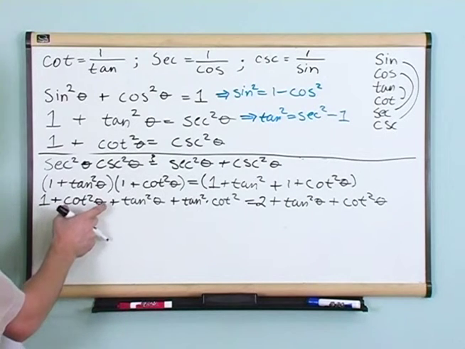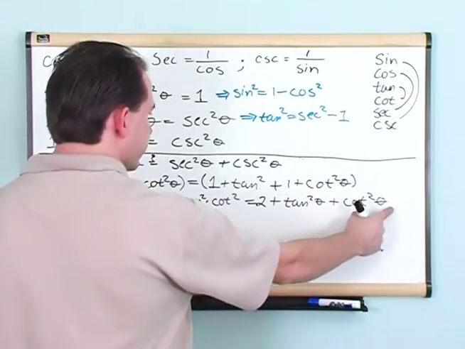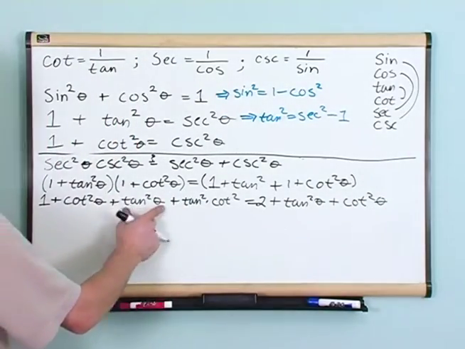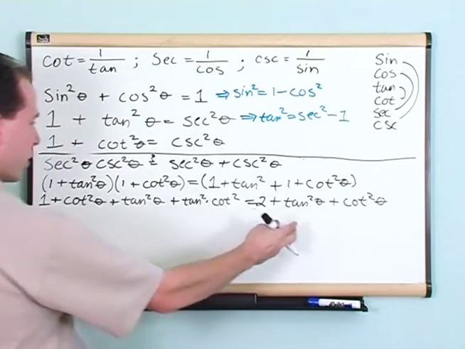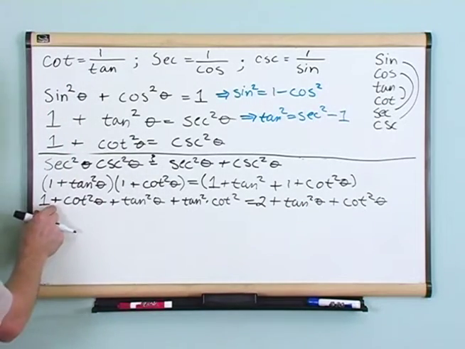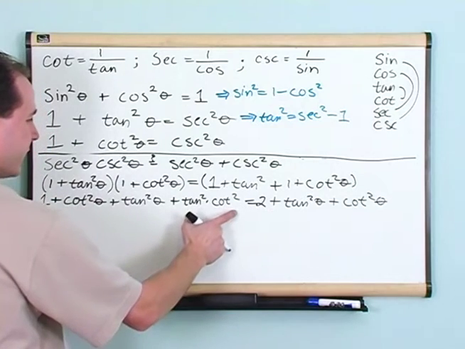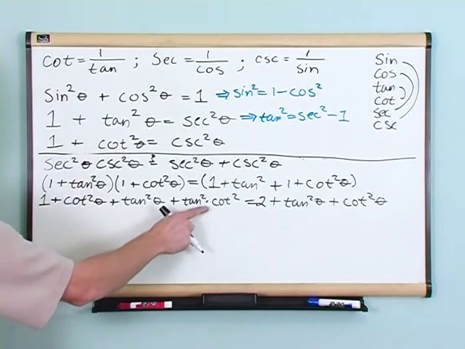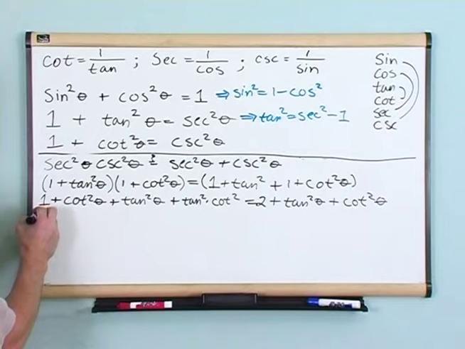If you look here, I've got a cotangent squared. Here I've got a cotangent squared. Here I've got a tangent squared. Here I've got a tangent squared. Remember, the goal is to get the two sides of the equal sign to add up. Here I've got a 1. Here I've got a 2, and I've got this little leftover term here. So I'm betting that I can simplify this and arrive at the answer.